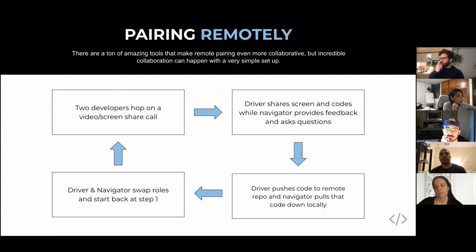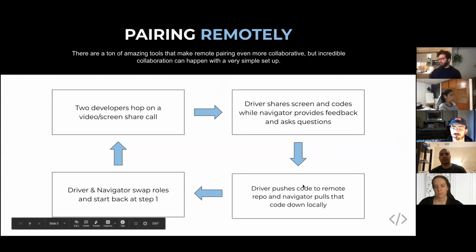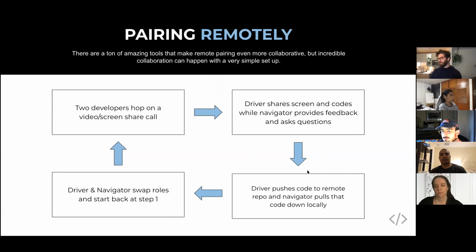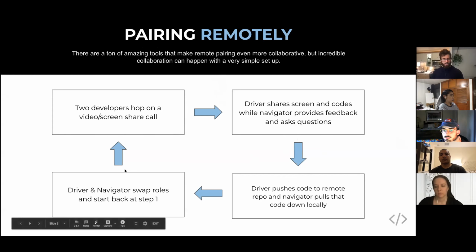The formalized process is, you hop on a screen share call. The driver, whoever that person is, shares their screen and codes while the navigator provides the feedback. Then the idea is to try to do it in some succinct, quantified way. Start at the beginning and say, okay, we're going to achieve this. So either time-based or objective-based. Push it up, your companion can pull it back down, and then switch roles.